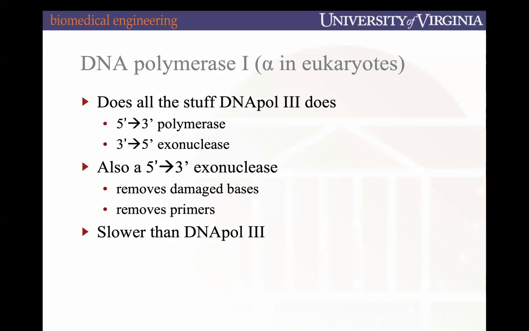It has the same functions as DNA pol 3 or DNA pol delta. It can serve as a polymerase in the 5' to 3' direction. It can serve as an exonuclease, the proofreading function, in the 3' to 5'. But it can also serve as an exonuclease in the 5' to 3' direction. Why that's important, again, an exonuclease removes nucleotides at the ends here.